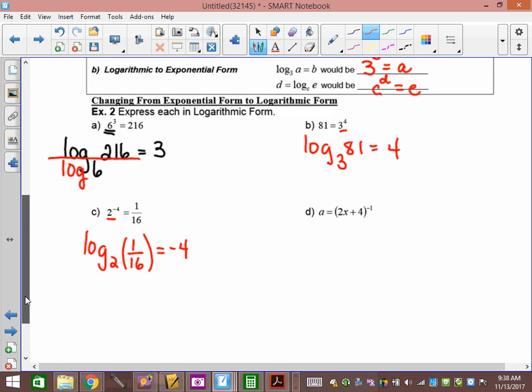Oops. And then this one is log base 2x plus 4. And then a goes with it. A is at the same height as log. This base is below it. So log and a are at the same height. This is like a subscript. Equals -1. So the only thing that's below is the base part. Okay? And then we're going to flip over again.